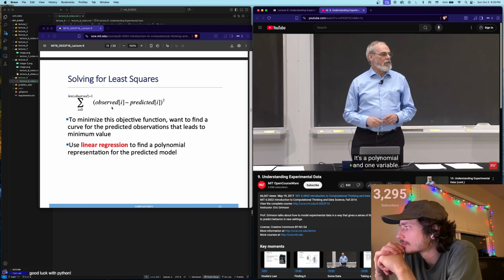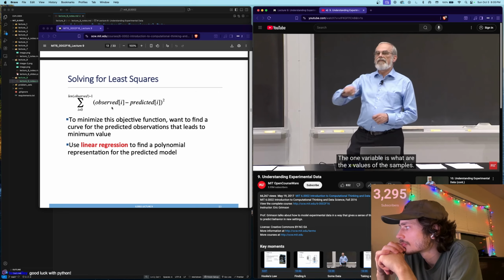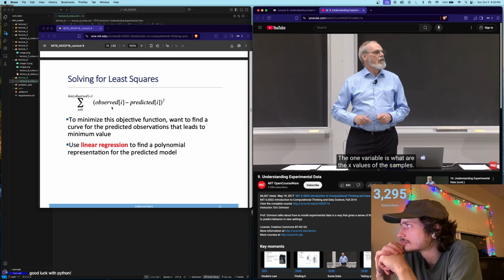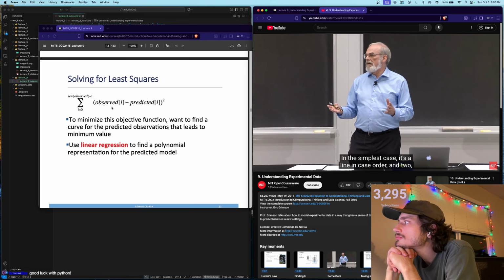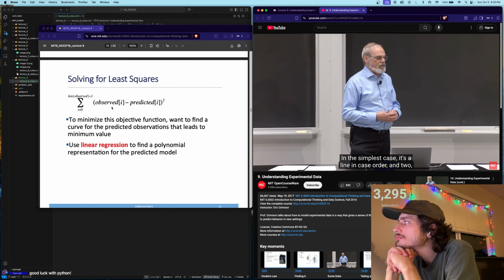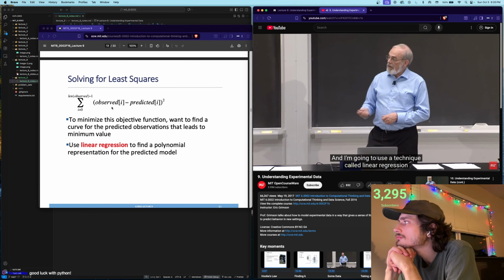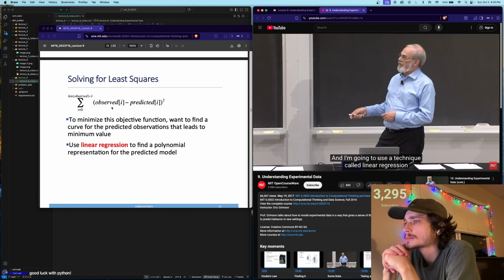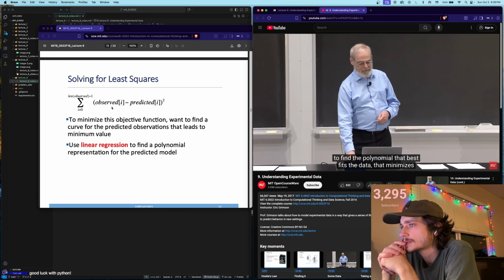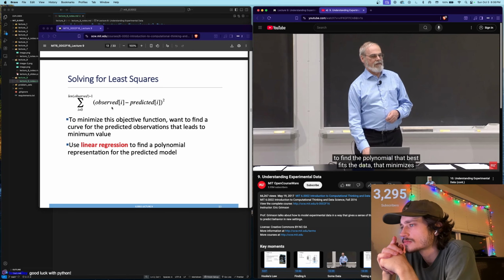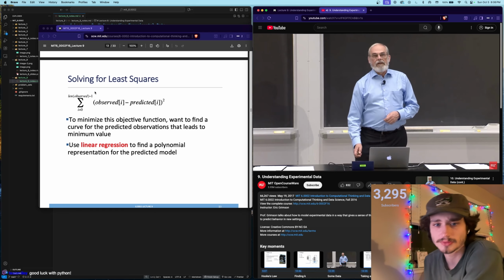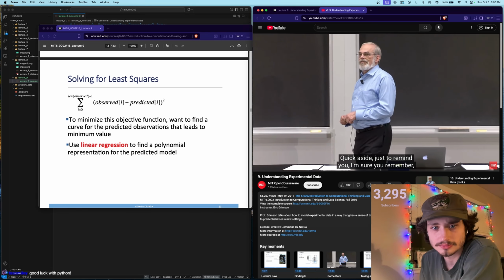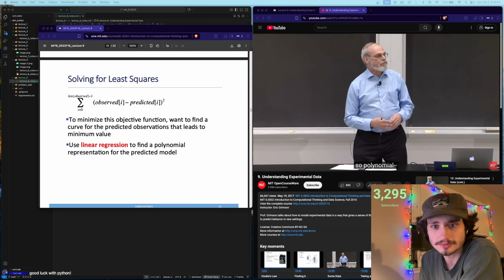It's a polynomial in one variable. The one variable is the x values of the samples. In the simplest case, it's a line; in the case of order 2, it's going to be a parabola. And I'm going to use a technique called linear regression to find the polynomial that best fits the data, that minimizes that objective function.